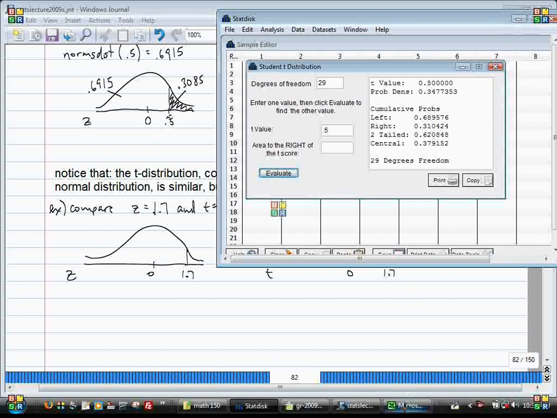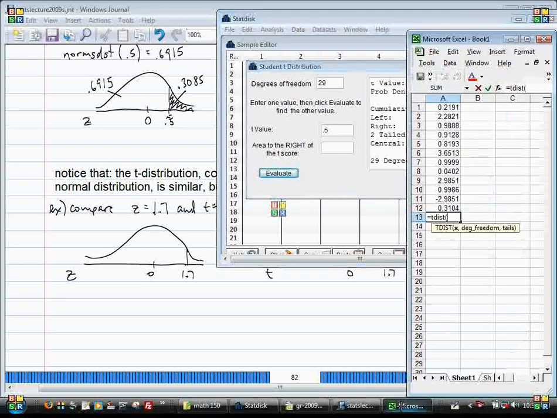What's the question? Yes. Oh, for Excel? Okay. So back to Excel, t-dist parentheses. And then it prompts you for an x value, which is really a t value, degrees of freedom, and how many tails. So what are the options for how many tails? 1 or 2. Exactly. So we just write 1 or 2.